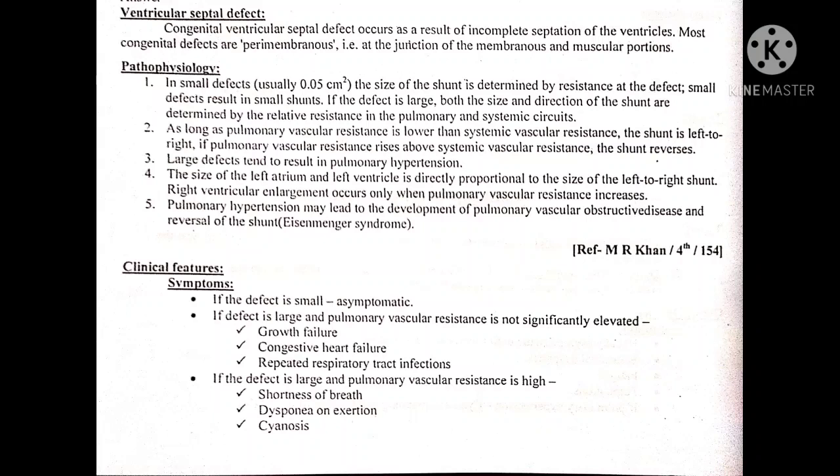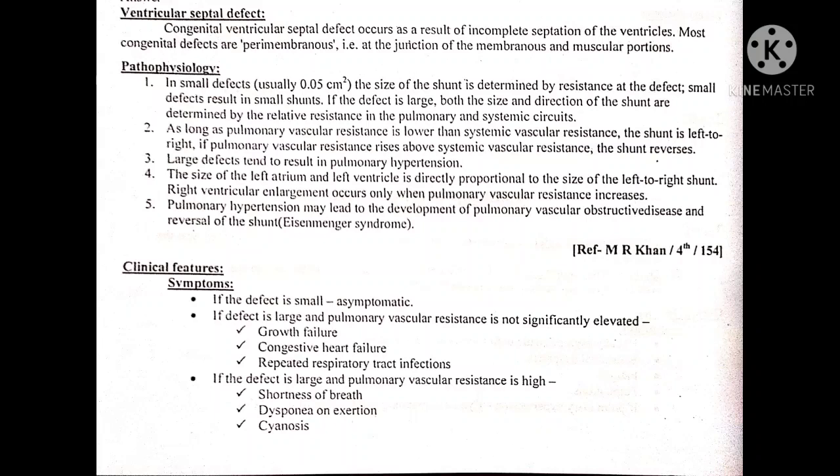Pathophysiology. In small defects, which are usually less than 0.05 square centimeter, the size of the shunt is determined by resistance at the defect. Small defects result in small shunts. If the defect is large, both the size and direction of the shunt are determined by the relative resistance in the pulmonary and systemic circuit.